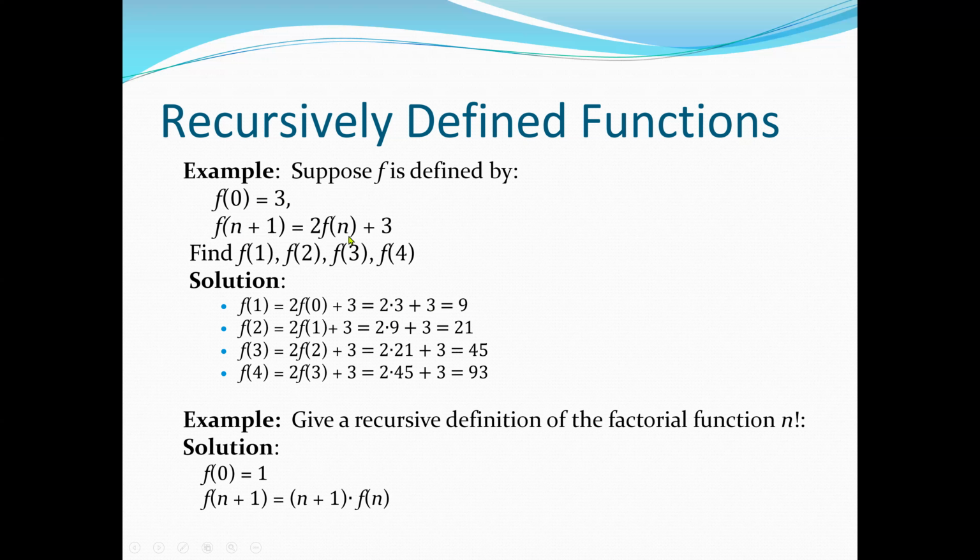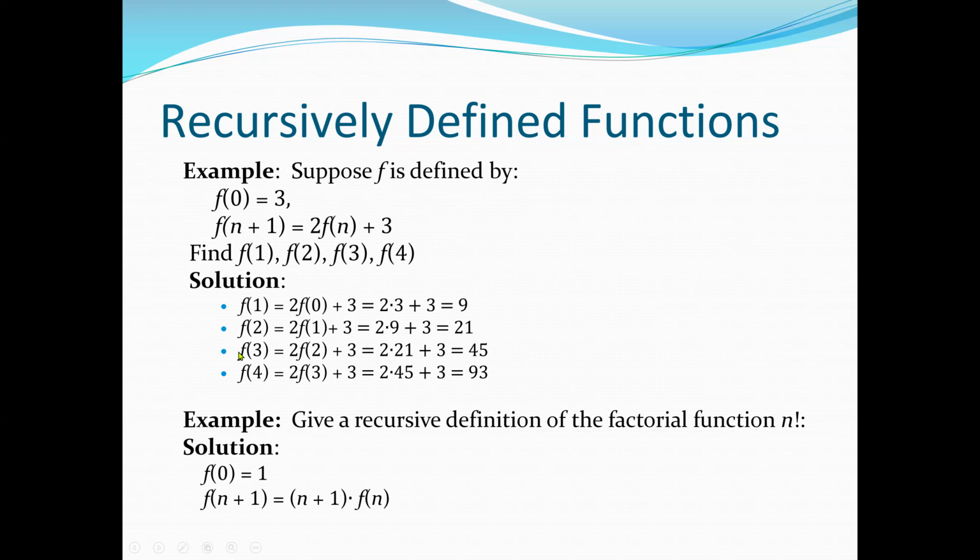For example, if it's 1 plus 2 plus 3, I know that I'm moving sequentially from 1 to 2 to 3 to 4. And here I can see that we are moving sequentially with plus 3. So if I'm finding f at 1, what is f at 0? F at 0 is 3, so I'll plug f at 0 here. So I'll get 2 times f at 0, but f at 0 is what? 3. So it will be 2 times 3 plus 3.